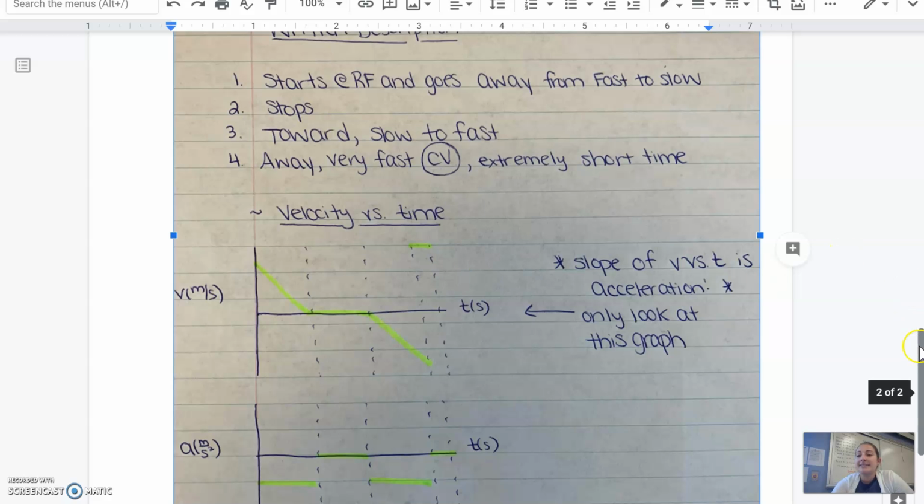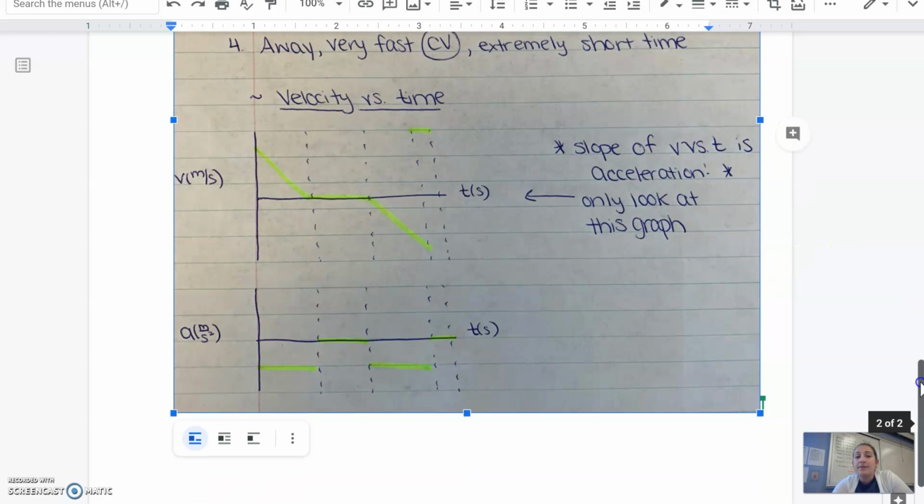Then the last thing is that we know that the slope of the velocity versus time graph is acceleration. So when you make the acceleration graph, the only thing that you should be looking at is the v versus t. Acceleration is not based off of position versus time. It is only based off of velocity versus time, as told by the definition of acceleration being a change in velocity divided by time. So we're going to end up doing the same thing as before.